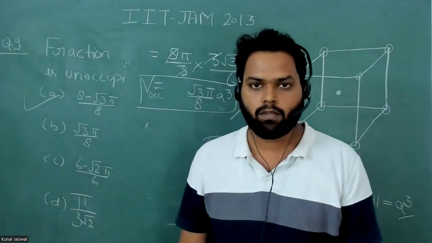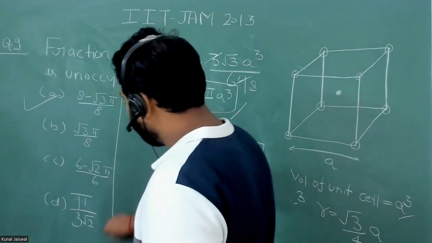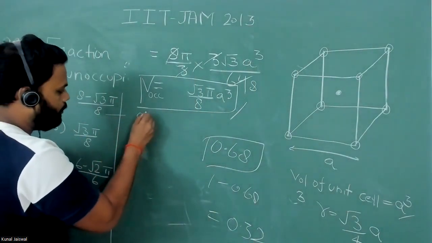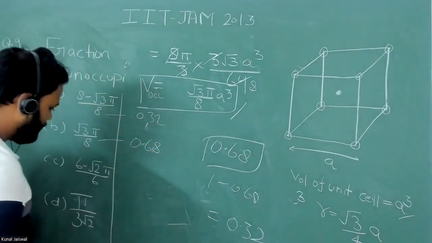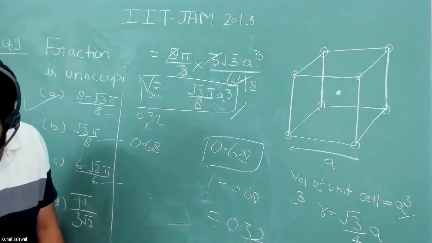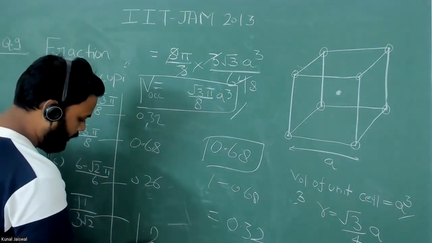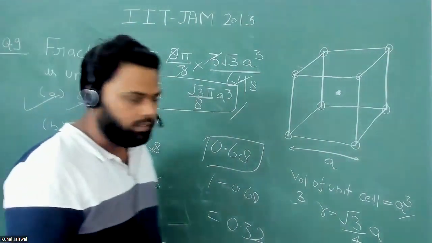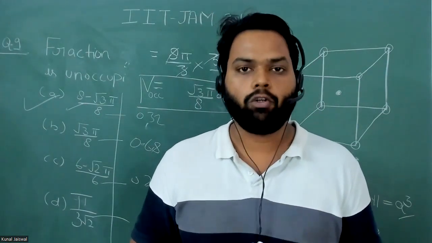0.32. Okay, so if you simplify all these 4 options completely, if you simplify this one, you will get 0.32. If you simplify this one, you will get 0.68. Similarly, if you simplify this one, you get around 0.26, and if you simplify this one, you will get 1.2 something. So that means it's very simple that this option is correct. But I have told you the complete procedure to find the unoccupied volume.